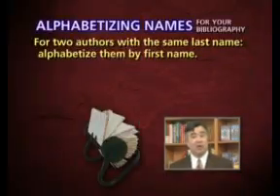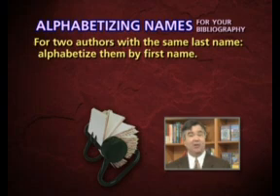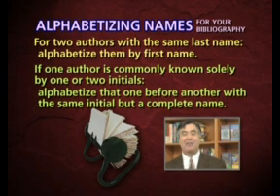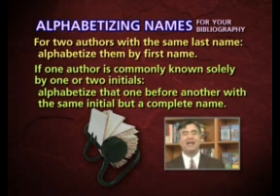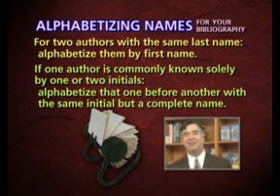Now, if you have two authors with the same last name, but they're different authors, alphabetize them by first name. And if one happens to be commonly known solely by one or two initials, you would alphabetize that one before another with the same initial but a complete name.